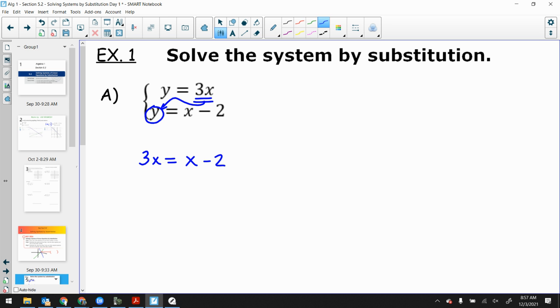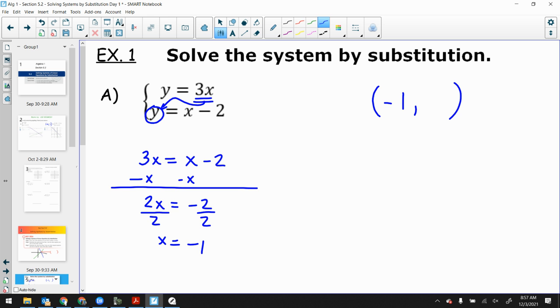And look what I've created. I've created an equation that only has x in it. Let's subtract x over to the other side. Get rid of the little guy. And divide by 2. Okay, I'm at the end of step 2. Step 1 was already done for us. But I am at the end of step 2 now. By the end of step 2, you should have one of the two coordinates, x or y. So we have x here.